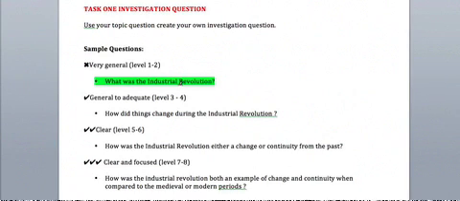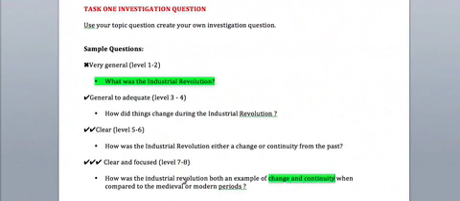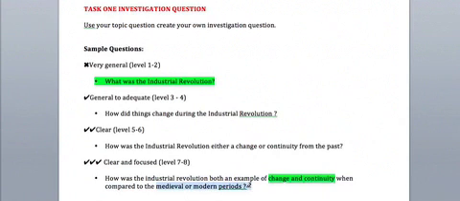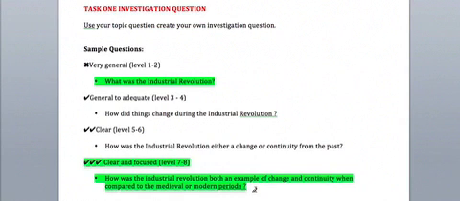Rather than just about the Industrial Revolution, down here it's talking about change and continuity. And that was inside your assignment sheet there. So that's really handy. It's better than this level 5 one because it's talking about comparing to the medieval or modern periods. So it's very specific. So when you write your question, you want to be heading down to this one here. Okay, this is the baby that you're looking for. Okay, that will give you the most marks.